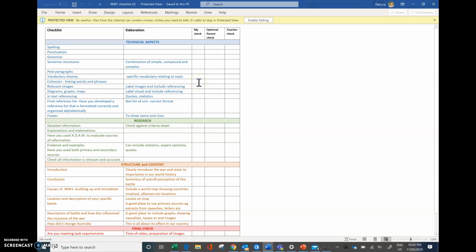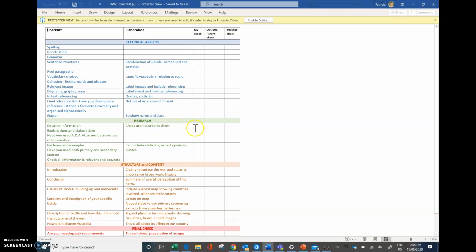Are you using cohesion, linking words and phrases? Have you got relevant images? Are your diagrams, maps and graphs referenced and labelled? Do you have in-text referencing? So quotes, statistics, and final reference lists. Have you developed a reference list that is formatted correctly and organised alphabetically, not just a list of URLs? Dates accessed in them and names of the authors as appropriate. And a footer to show your name and class.